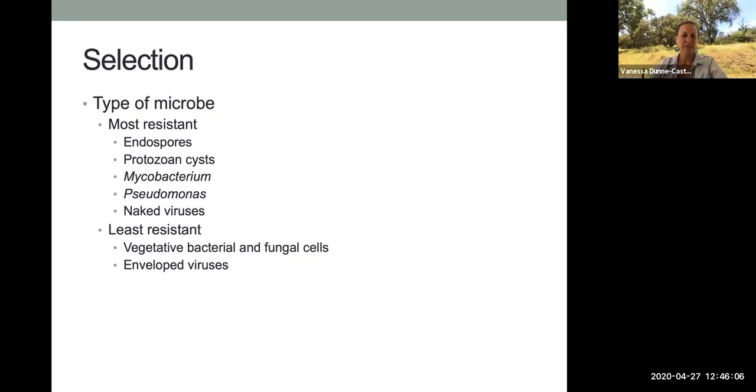Naked viruses would be up here too. If you consider the difference between naked and enveloped, the enveloped virus has an envelope, which is a cell membrane derived from the host, which is a lipid-based envelope, and therefore anything that disrupts that lipid membrane would be effective at eliminating enveloped viruses from the environment. So naked viruses are more resistant than enveloped ones because of the propensity for lipid to dissolve. The least resistant down at the bottom of the list would be vegetative bacterial cells, vegetative fungal cells, and enveloped viruses.